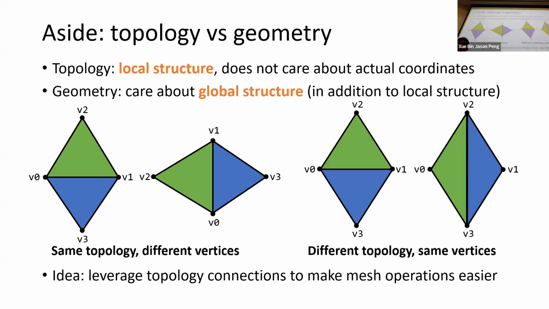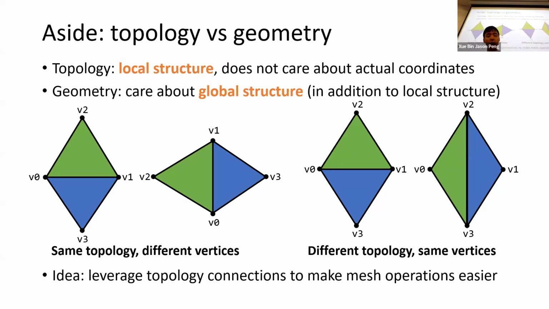Okay. Any questions about this distinction? Yep. Both examples have different geometry. Yep, that's right. So both examples have different geometries, but the example on the left has the same topology. Any other questions? Okay.